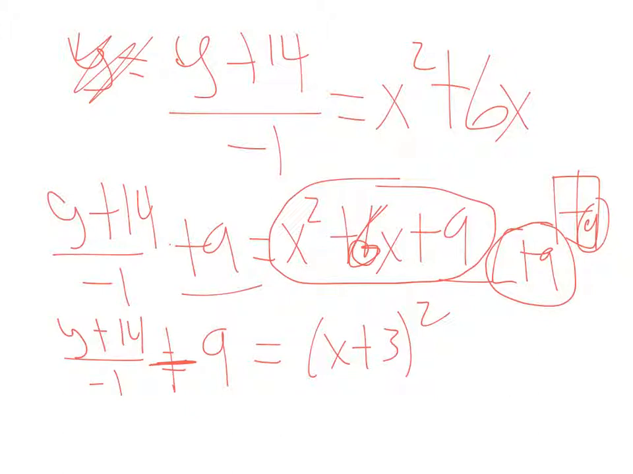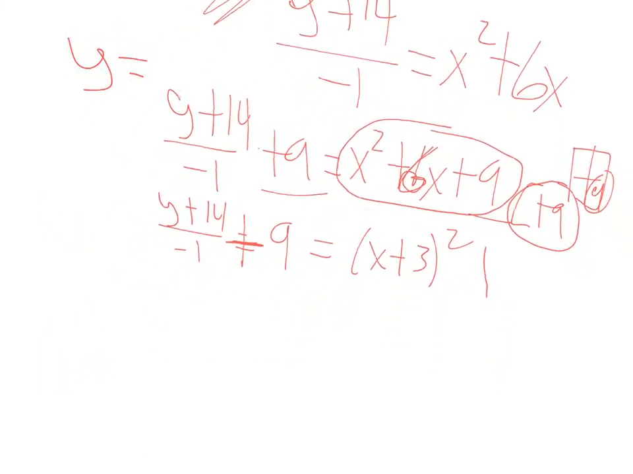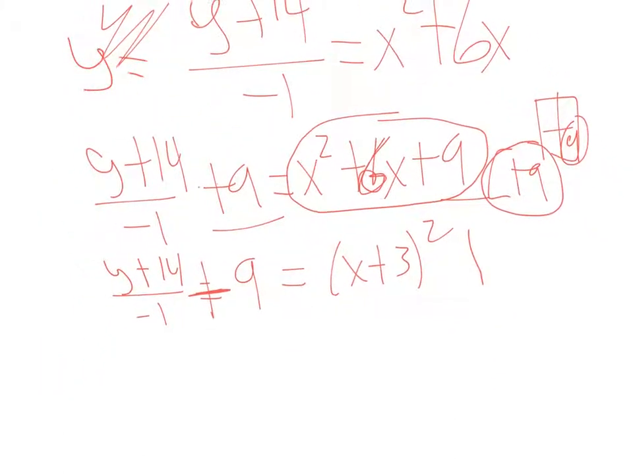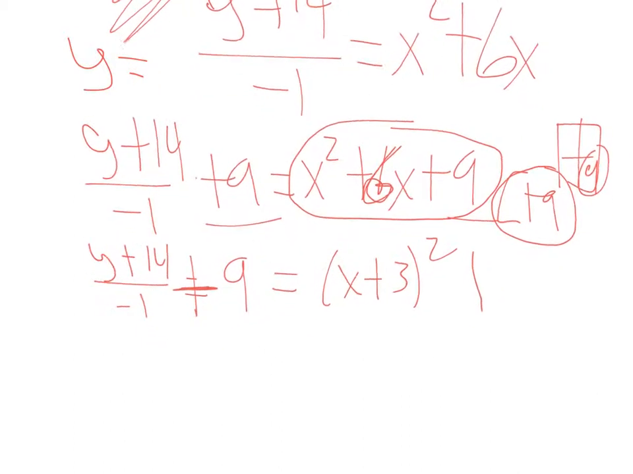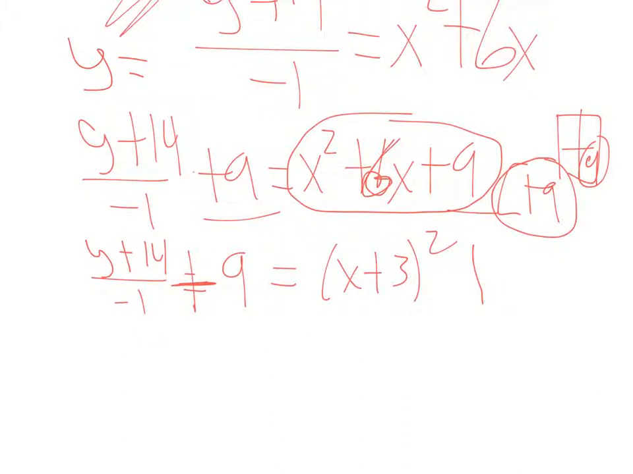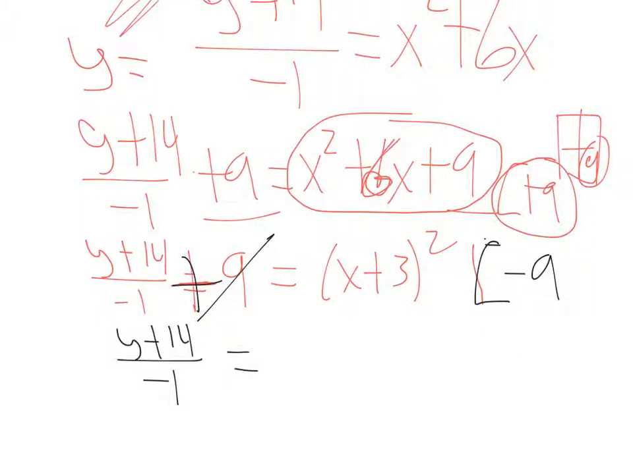And now I need to undo these operations. I'm just going to take that and lift that up a bit so I get some more room to write on this. So again, this is a plus 9 here. So what I'm going to have to do now is minus 9 off both sides to get rid of that. So I'm going to have y plus 14 divided by negative 1 equals x plus 3 squared minus 9.